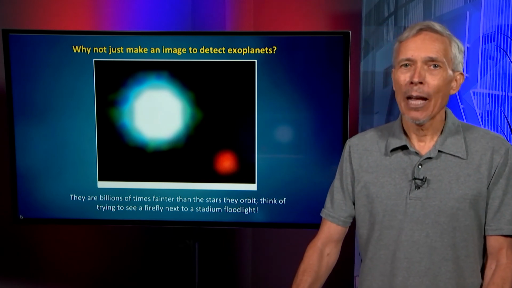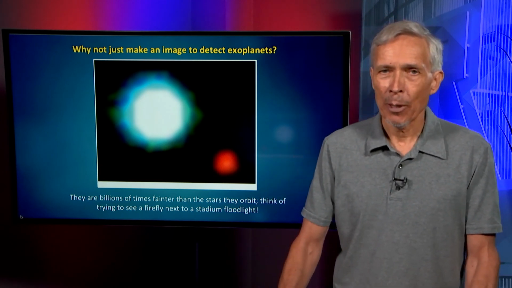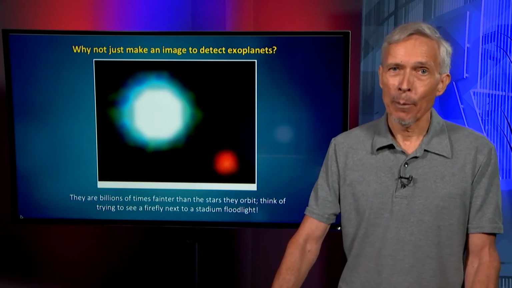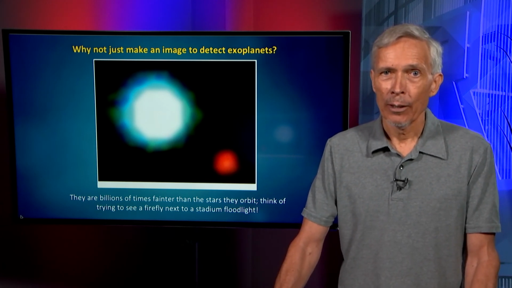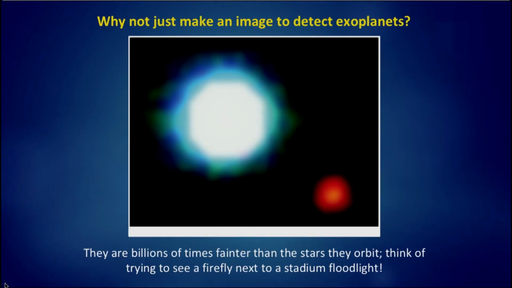Exoplanets, even the most massive and largest, are hundreds of millions of times fainter than their parent star. Earth-like exoplanets are more like 1 billion times fainter than their parent star. And they're very close to the star as seen from large distances. Imagine trying to see a firefly next to a stadium floodlight. This was an obstacle for many years in making an image of an exoplanet.